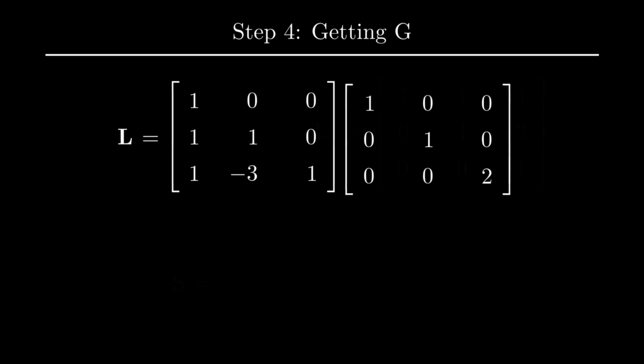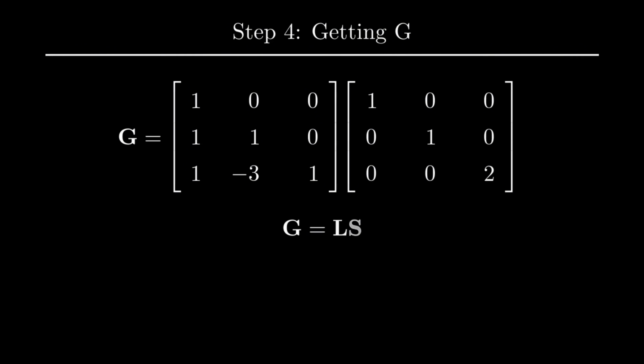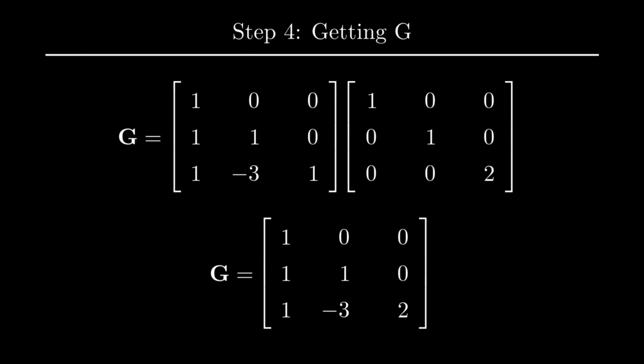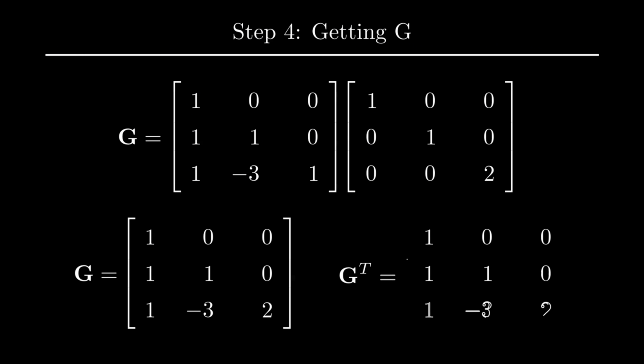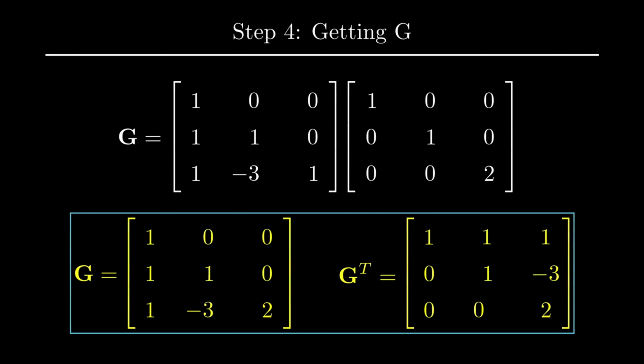Alright, so now we have LS and we're ready to find our Cholesky matrix G. Recall that G is simply L times S, and there we have it. Now you can verify that G times G transpose is indeed our original A matrix. And with that, we are finished with the Cholesky factorization.